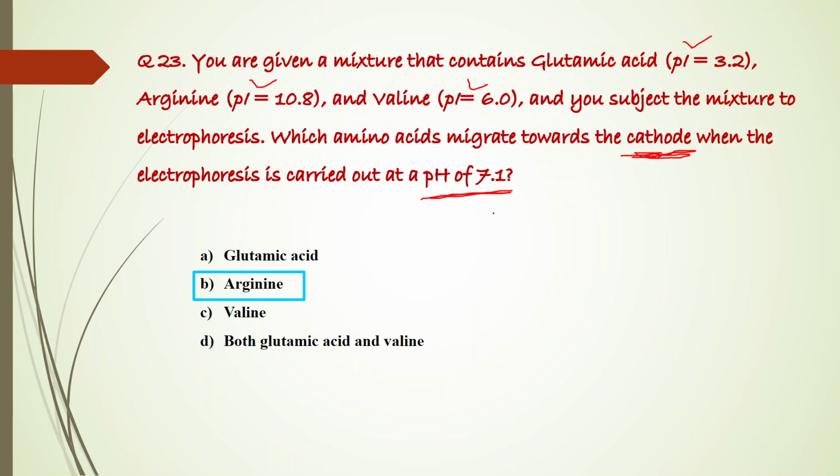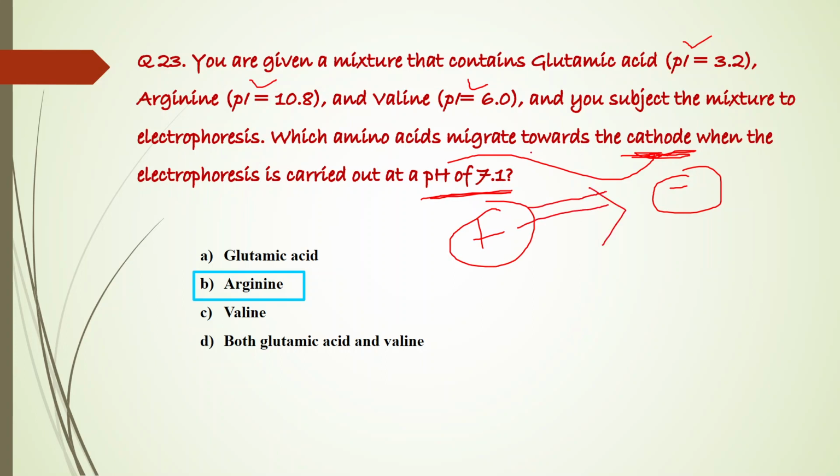Why? First of all, we have to think about the migration towards the cathode. The cathode itself is negatively charged. So what things will migrate towards the cathode? Those that are positively charged will try to migrate towards the cathode. Our pH is 7.1, and the pI values for them are given.